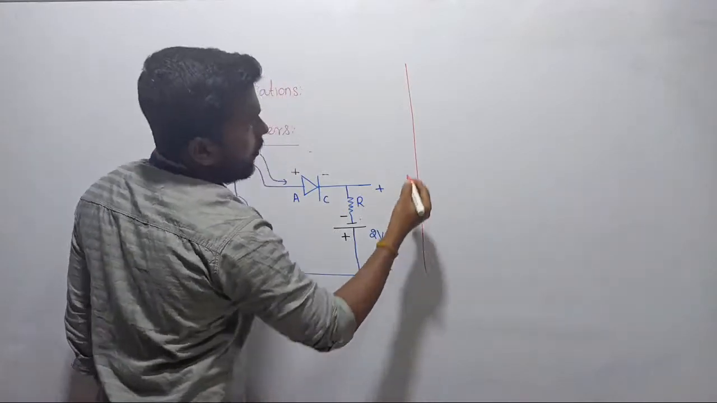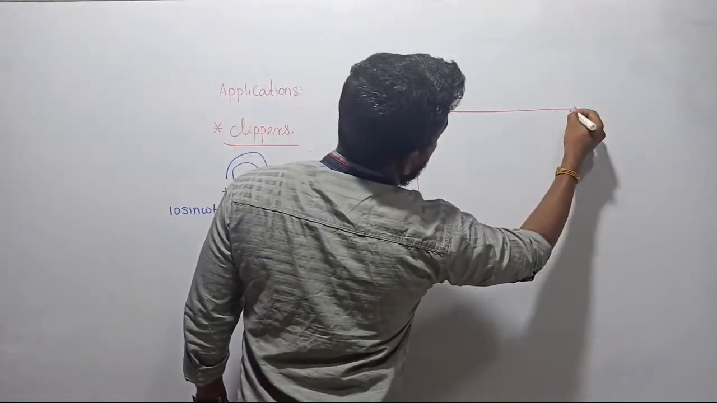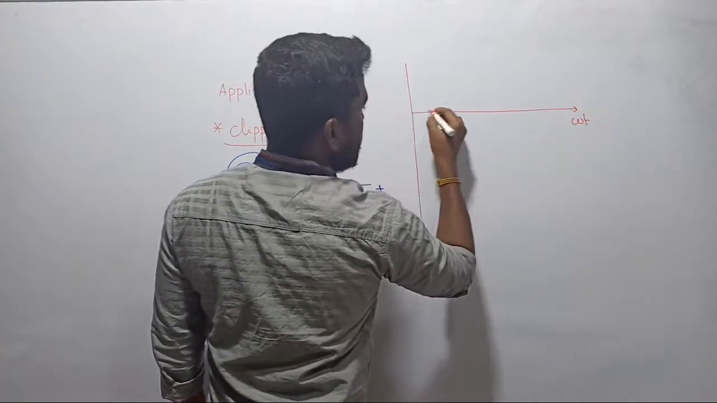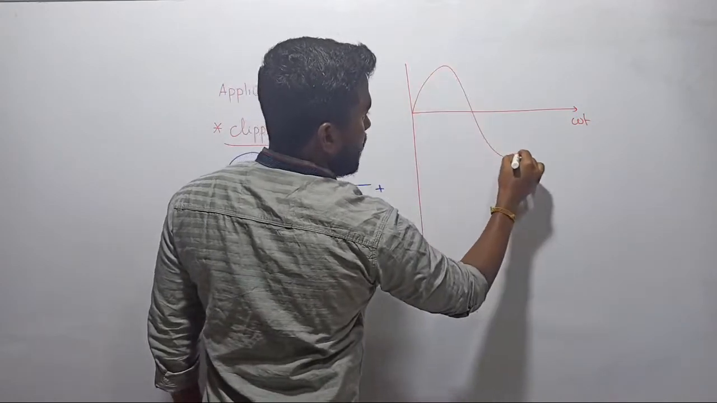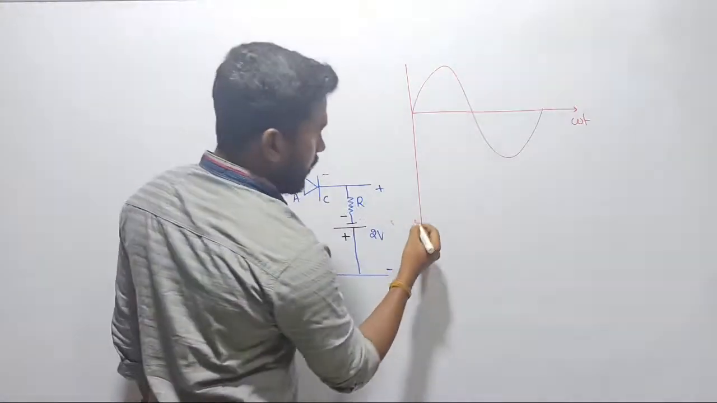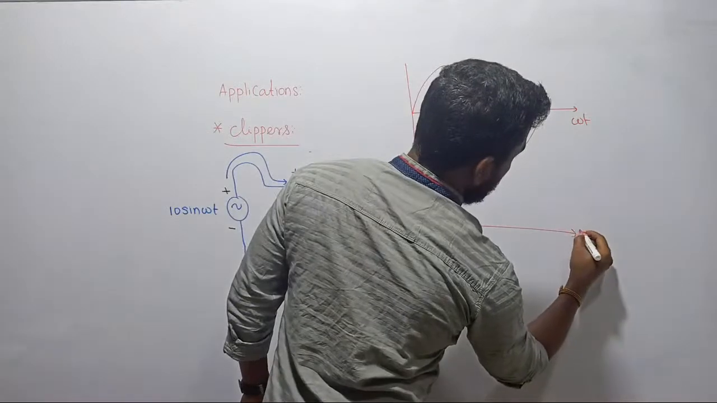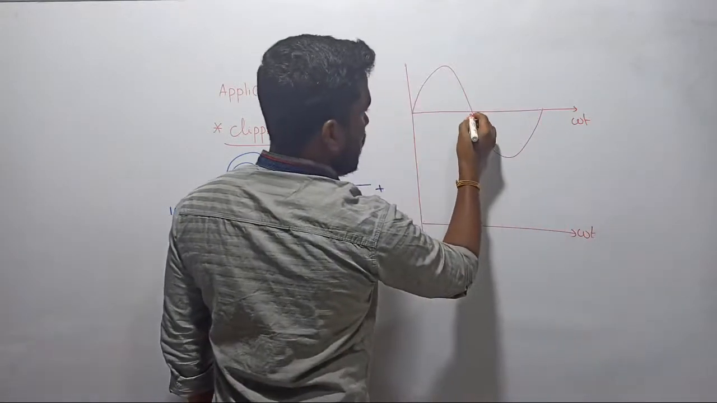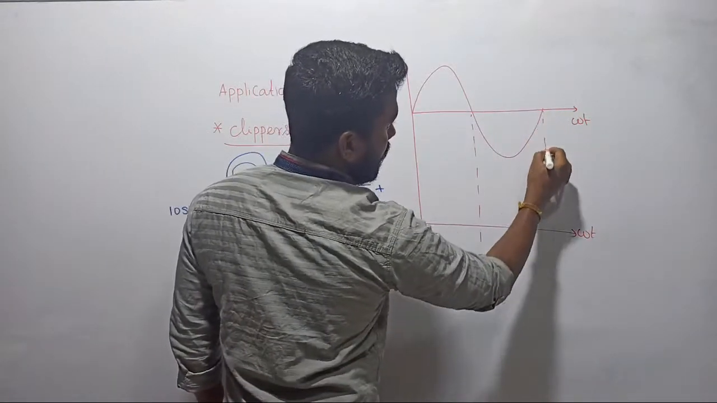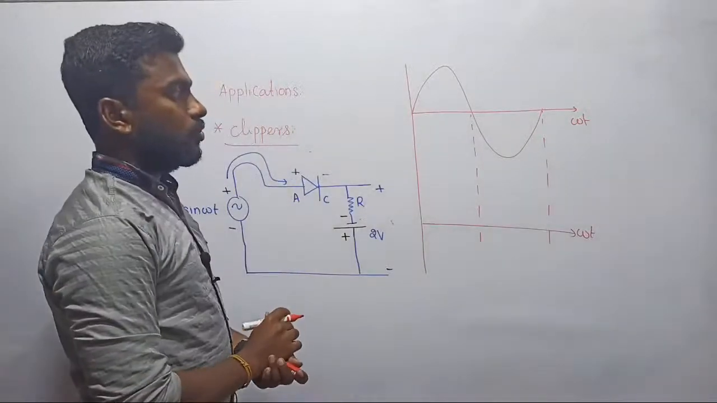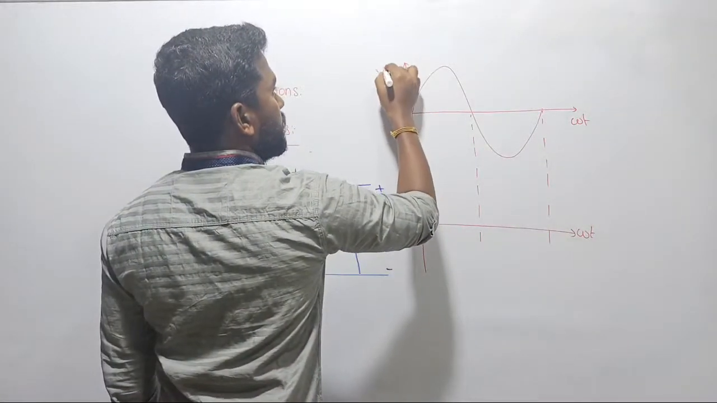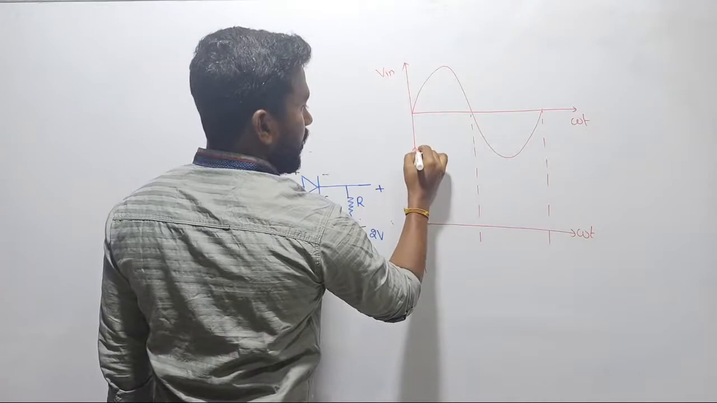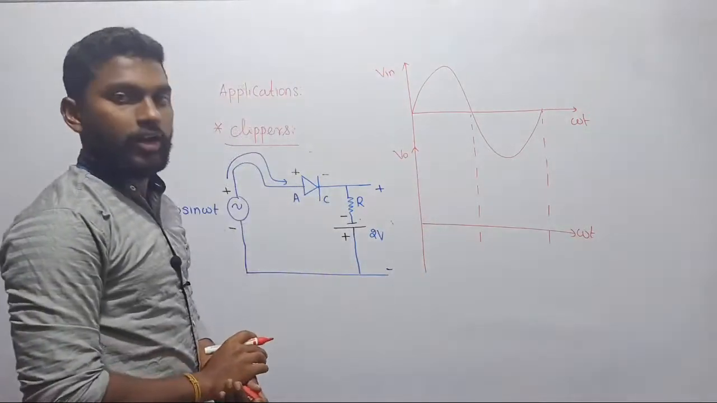Okay. Again, we have to consider the input signal. With respect to the omega t axis, we have a sinusoidal signal as the input, right? Now let us draw the output. This is omega t. Let me draw a line here, and one more line. This is the input voltage, and here it is going to be the output voltage, V0, right?